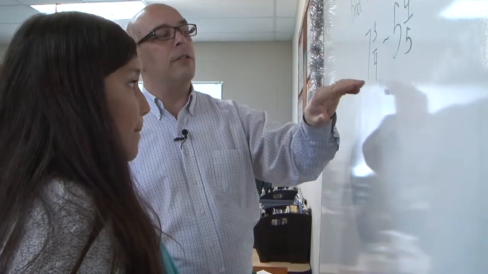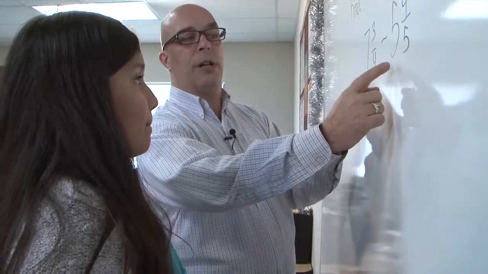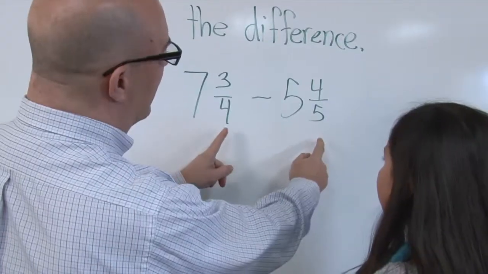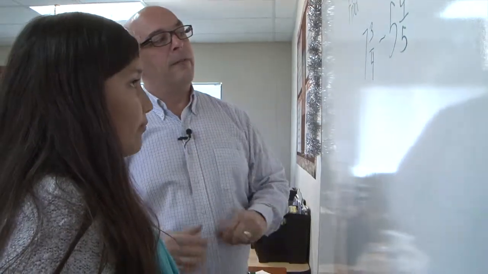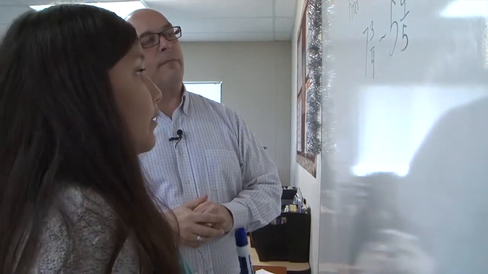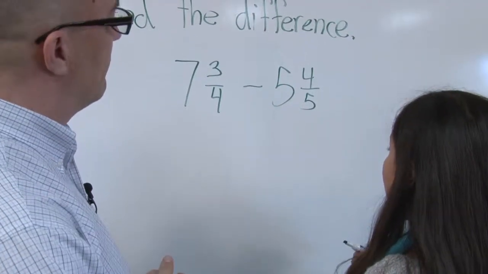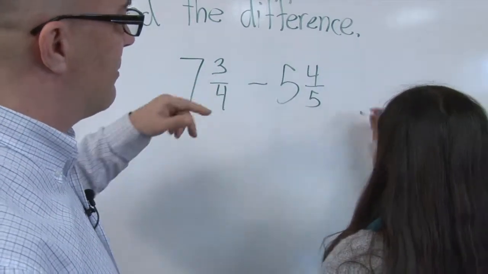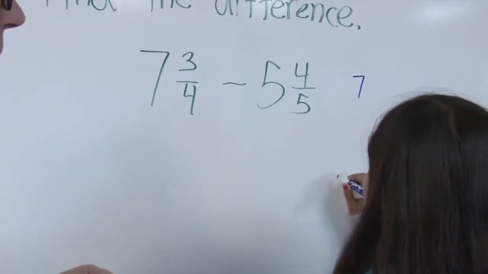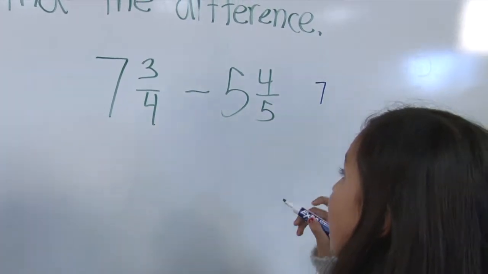How about if we leave the whole numbers the same, and let's get a common denominator here first. All right? So it would be 20 for the common denominator. All right, so why don't you go ahead and rewrite the problem. So we have 7 and something over 20 now, right? Yes, we have 7 and 15 over 20.